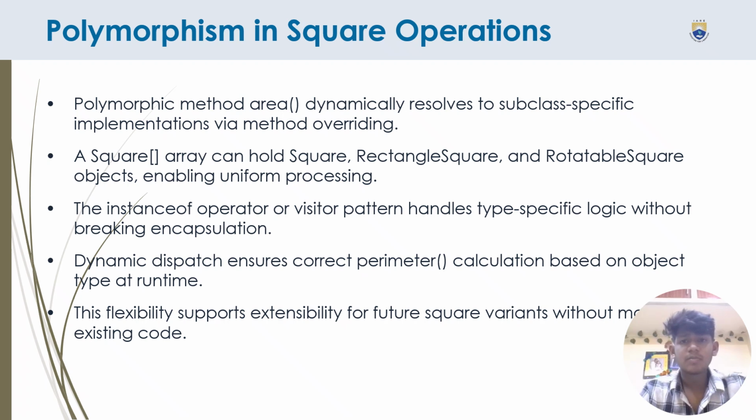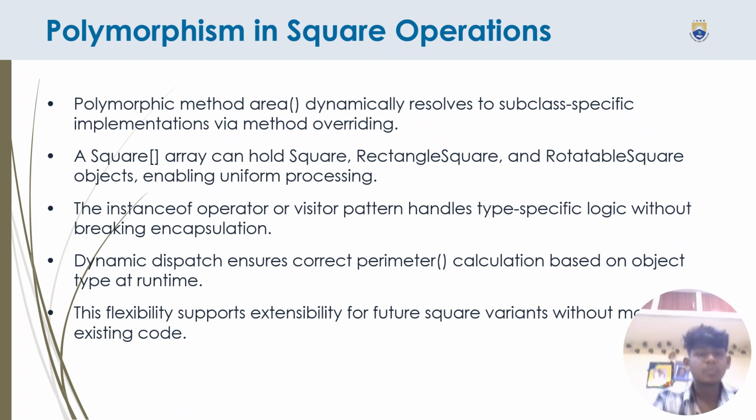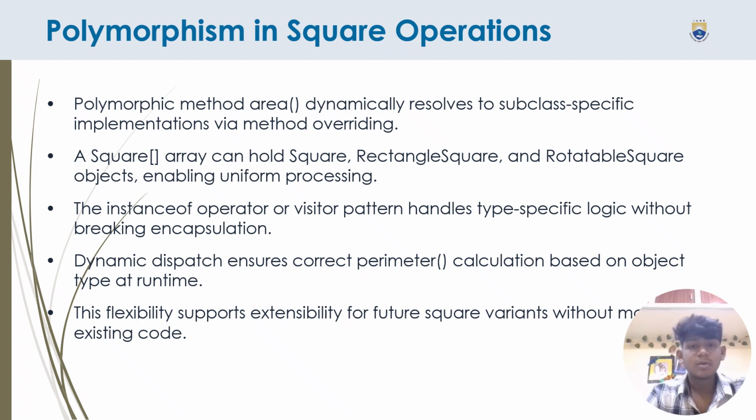Polymorphism in square operations. Polymorphism dynamically resolves the subclass-specific implementations via method overriding. A Square array can hold Square, RectangleSquare, and RotatableSquare objects, enabling uniform processing. The instanceof operator or visitor pattern handles type-specific logic without breaking encapsulation. Dynamic dispatch ensures the correct perimeter calculation based on the object type at runtime. This flexibility supports extensibility for future square variants without modifying existing code.